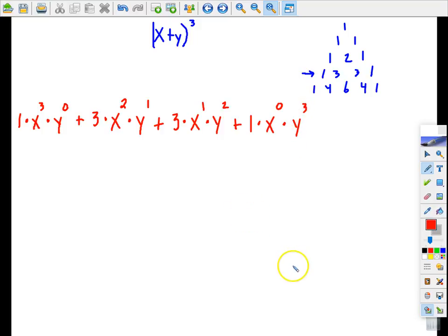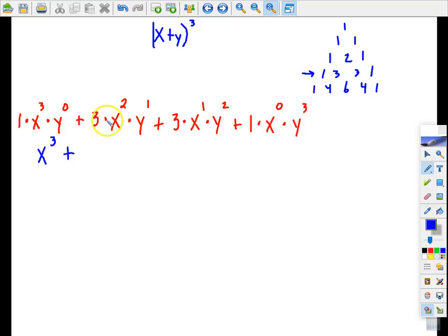Now I wouldn't want you to leave this answer like this. This is just going to help us, first of all, see the pattern of these exponents, how the first one goes down and the second one goes up starting at 0. But to simplify this, y to the 0 power is just 1. And when we simplify all this, this would become x to the 3rd.